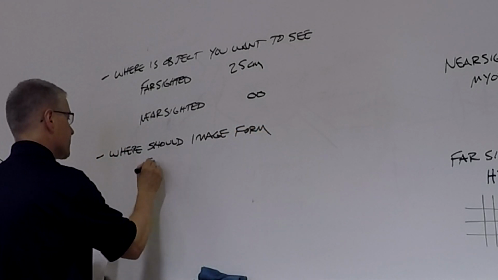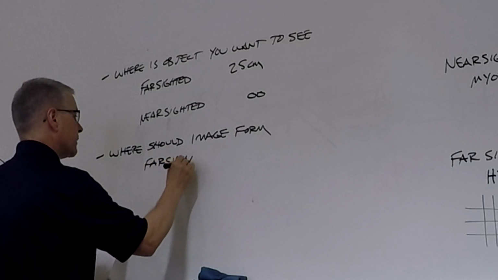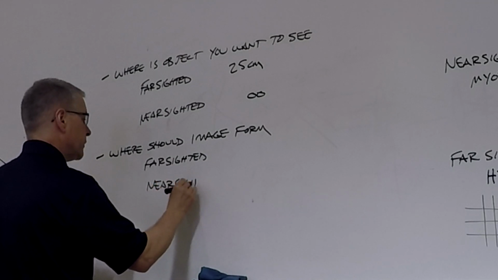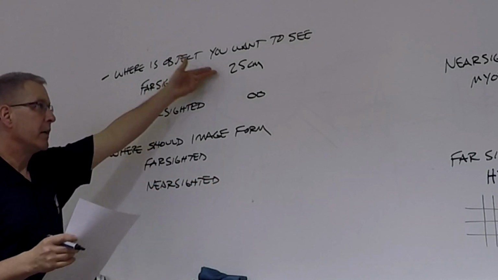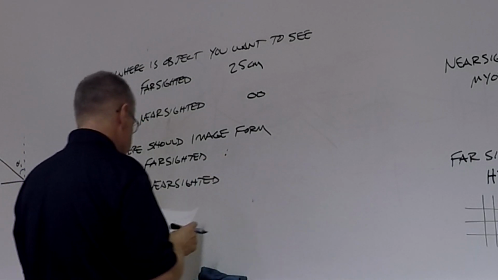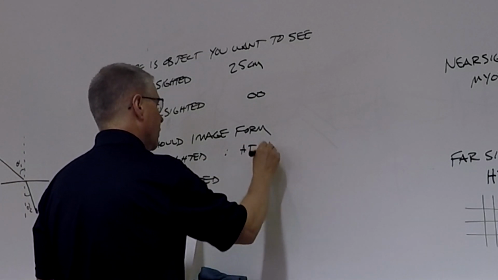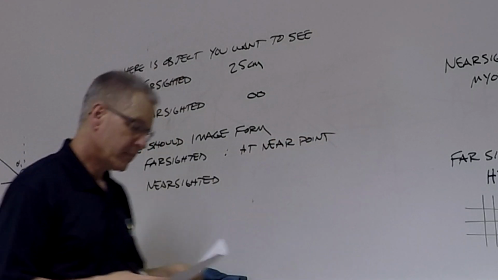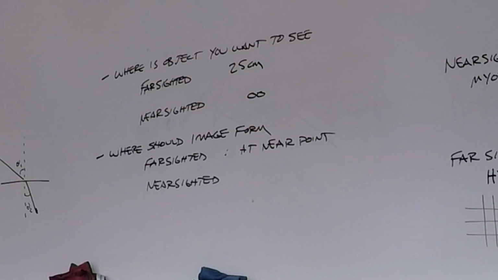Again, we'll look at these two cases: somebody that's farsighted, and somebody that's nearsighted. So we figured out the standard numbers that we're going to use for where the object is going to be placed. Now we need to figure out where we need the image to form. If you're farsighted, you want that image to be formed at the near point. In other words, that's the closest in you're able to see.